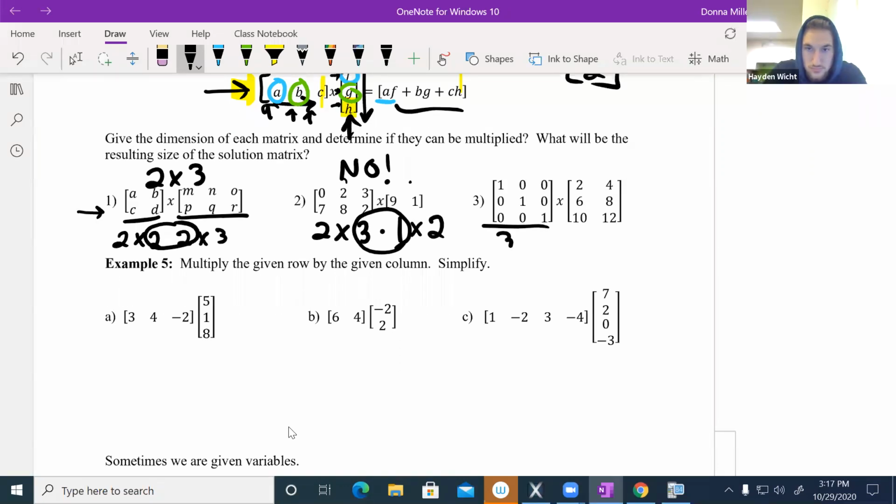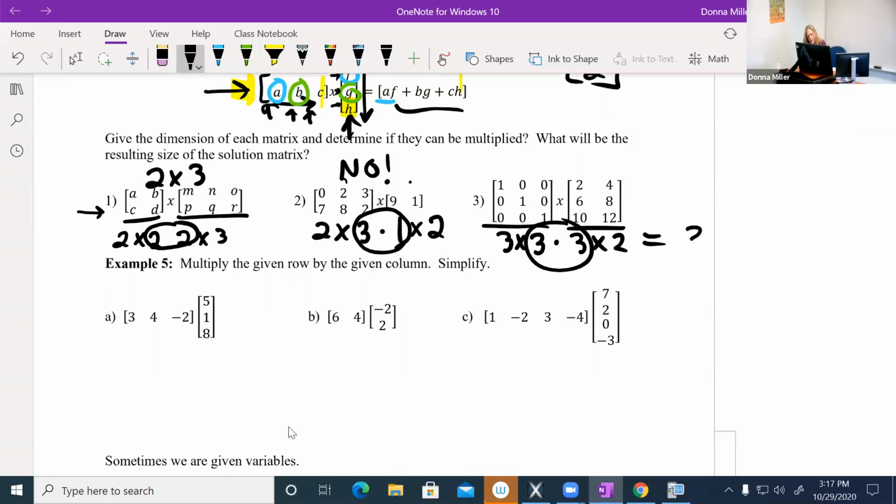All right, what's the dimensions of this guy? 3 by 3, and what about the next guy? 3 by 2. All right, can I multiply them? Yes, they're the same, and the result is 3 by 2, right? So that's the first thing I always check when I multiply, because if I can't multiply them, I'm not going to plug them in the calculator. It's a waste of my time.